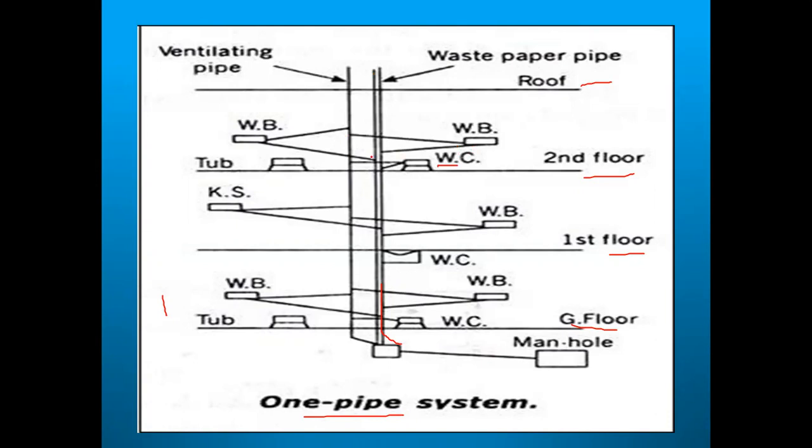So on every floor, each fixture has a channel to the ventilation pipe and a channel to the wastewater pipe. Now this is the wastewater. One is connected to this one, one is connected to this one. Suppose there are three here, for example, wash basin, water closet, bathtub. All are connected individually to this pipe and this pipe.